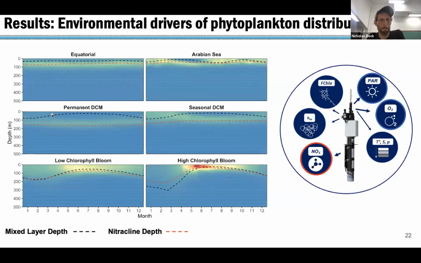Then finally, we also used data from float radiometers to estimate the daily integrated PAR levels both within the mixed layer and at the nitrocline depth. And so these values are indirectly represented here by the 0.1% PAR isopleth shown in yellow.